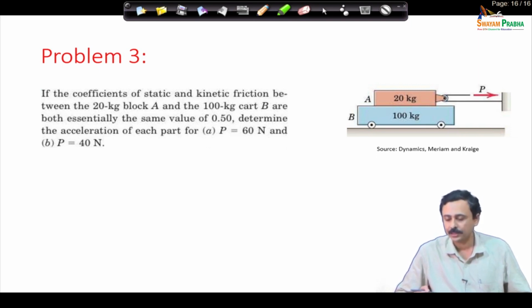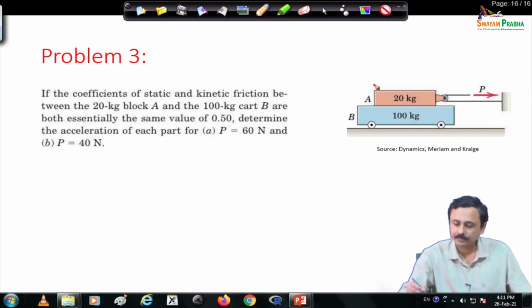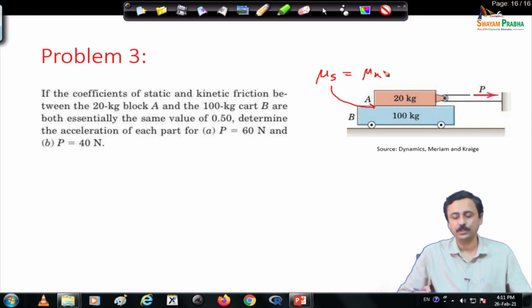The lower block is on wheels, which means that it is going to be frictionless. The connotation is that it is frictionless. This problem is taken from the book of Meriam and Craig. There is friction at this interface. At this interface, you have friction, mu s, the static coefficient of friction, and mu k, the kinetic coefficient of friction, both are equal as given in the problem statement.